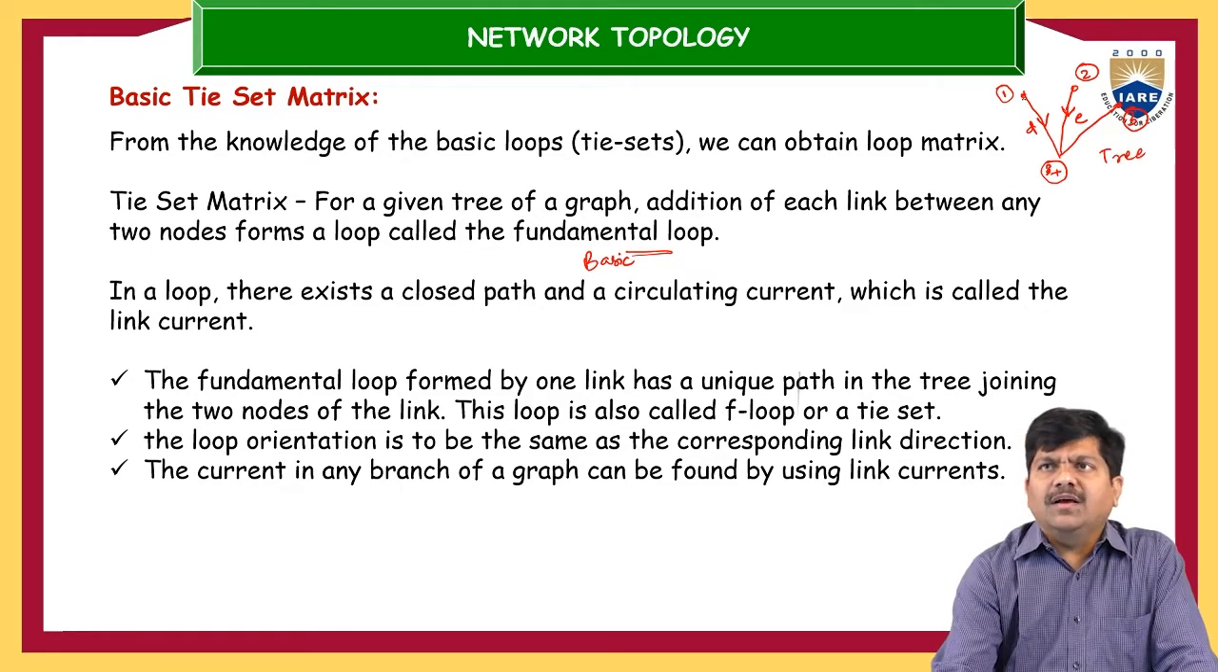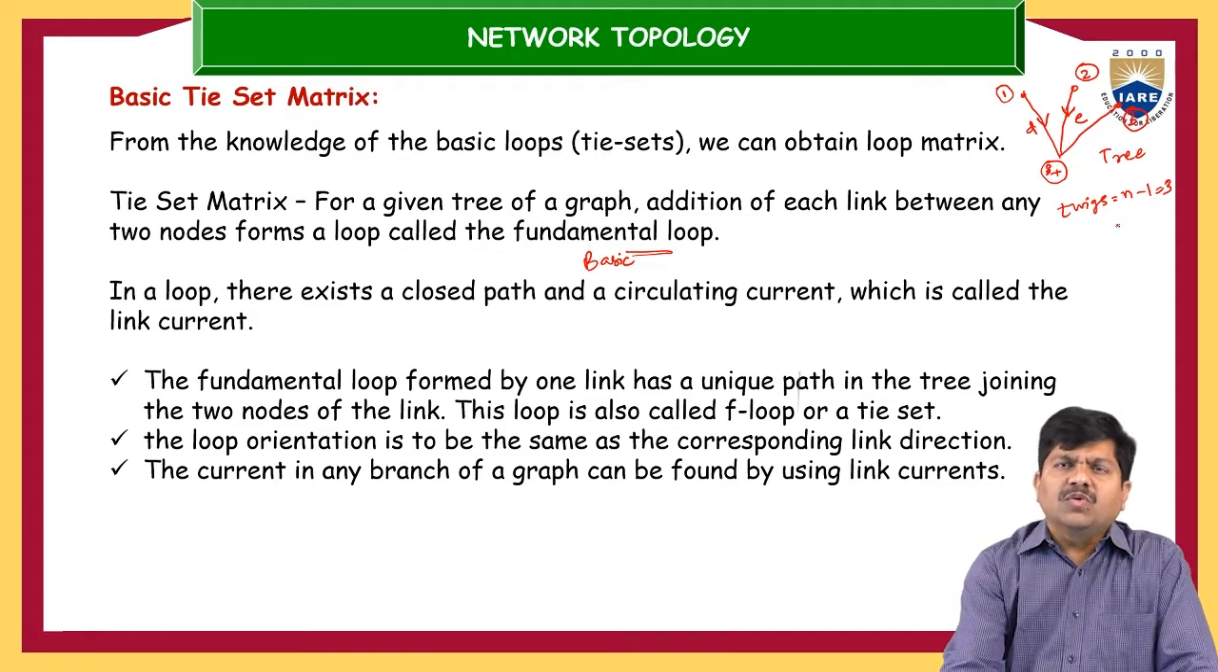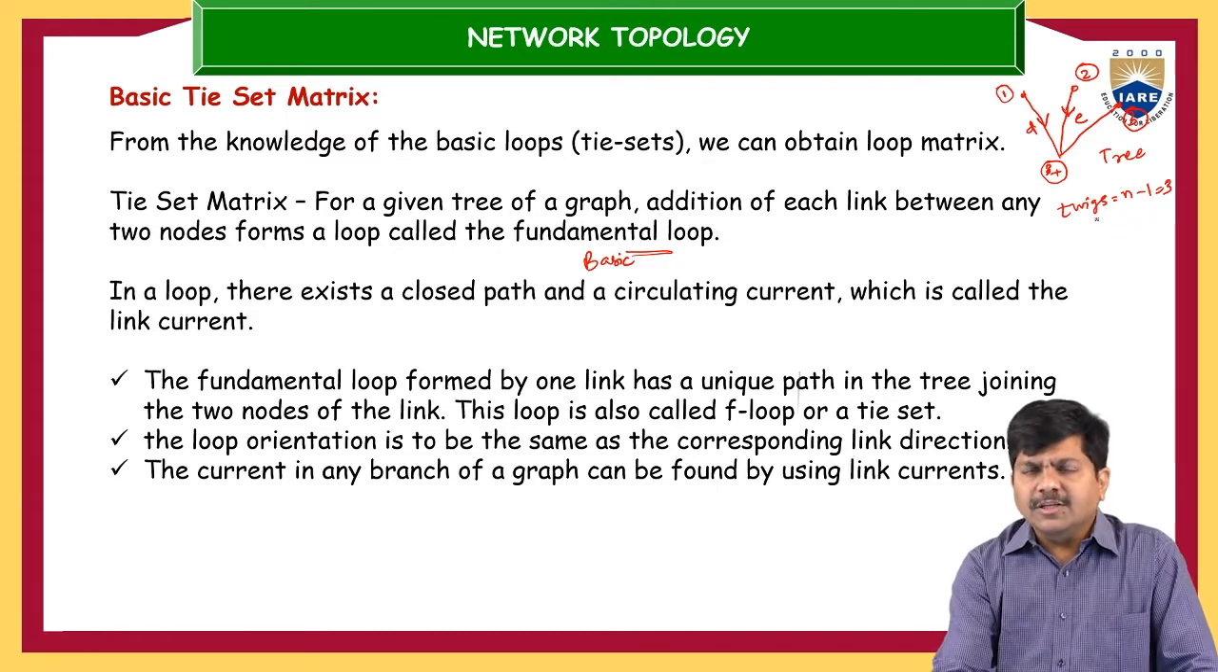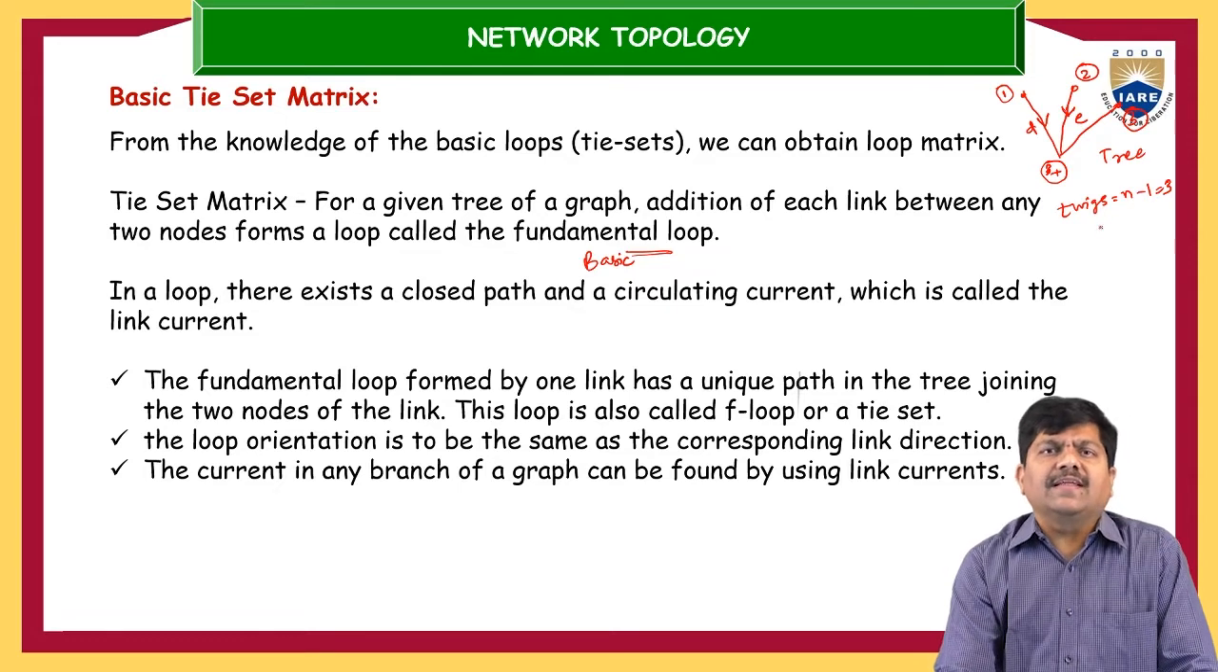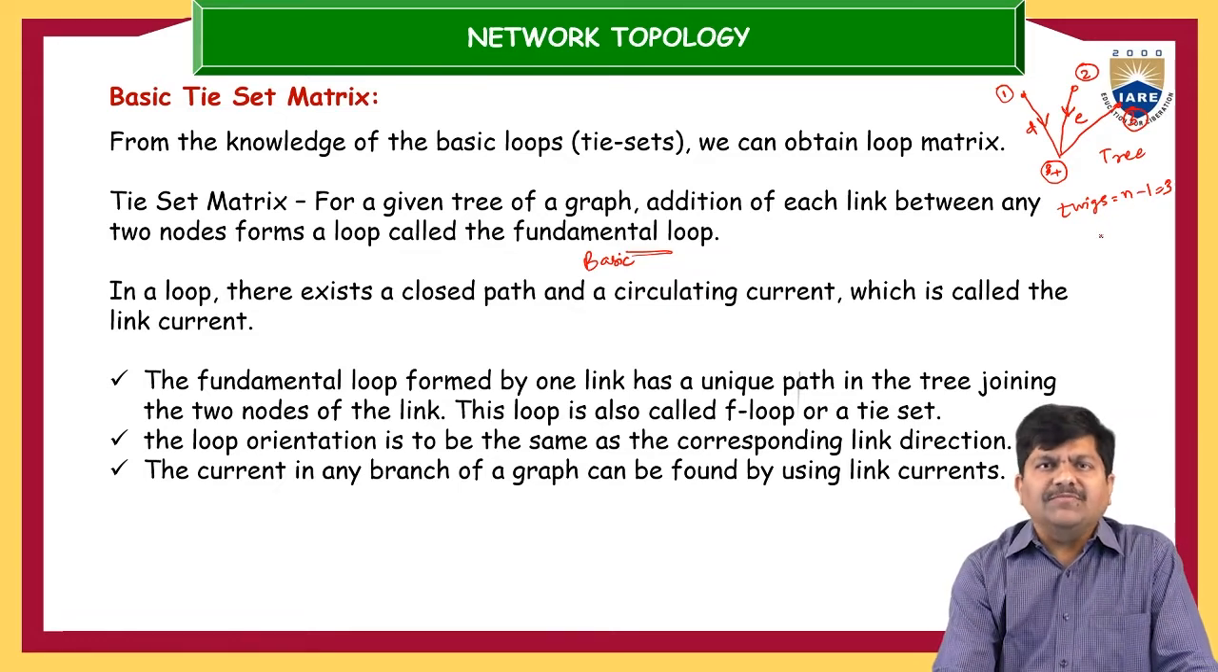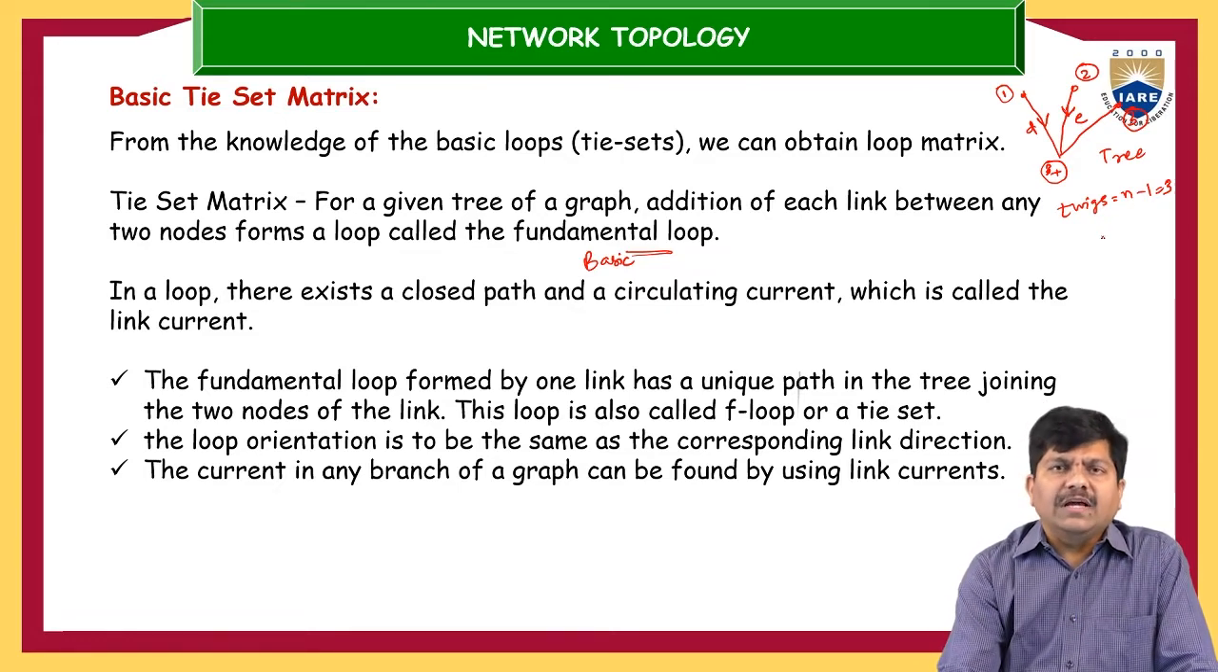In that case, how many links are there? Here the number of twigs is n-1, which is 3, because n, the number of nodes, is 4, and 4 minus 1 is 3. So what are these twigs? Twigs are the sides of the tree, which are the branches of the tree.